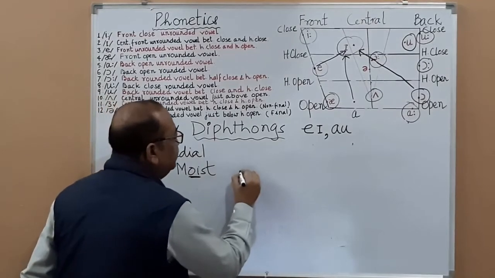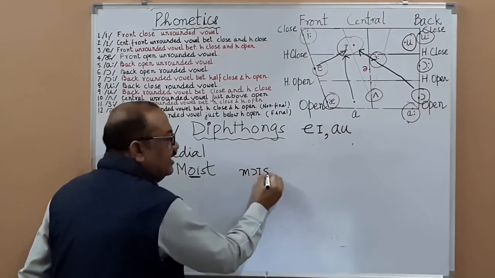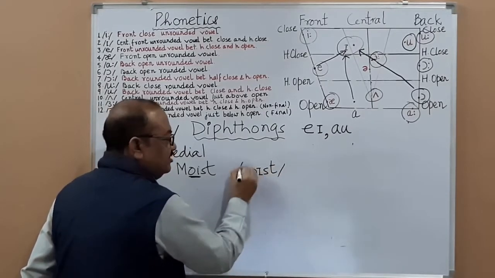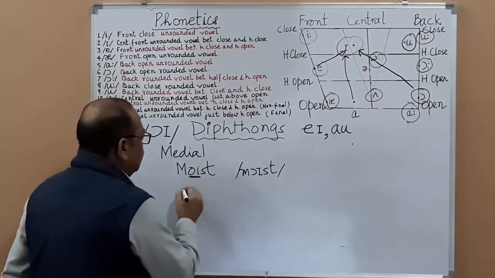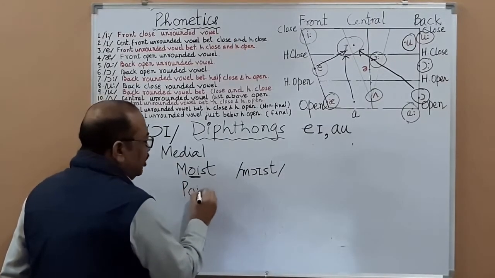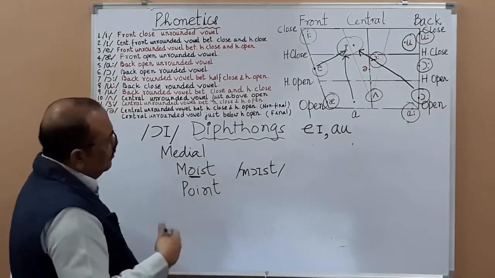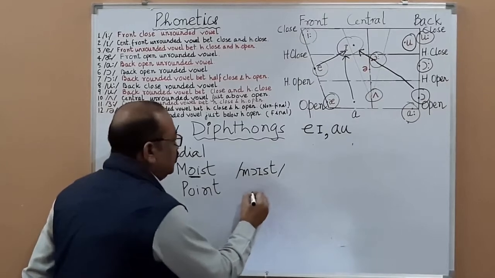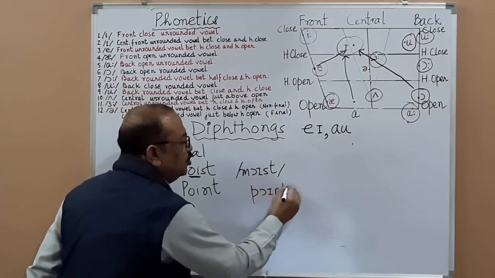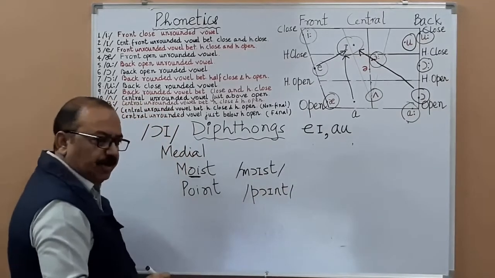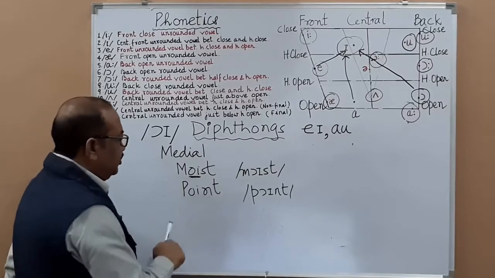So moist, how will you write? Mo, O, E, mo, E, and s and t. Moist. Or say point. Point, joint, coin. Okay? In all those words you have it. Point, point. Okay? Yes. And keep writing them down also, so that you do not forget them.